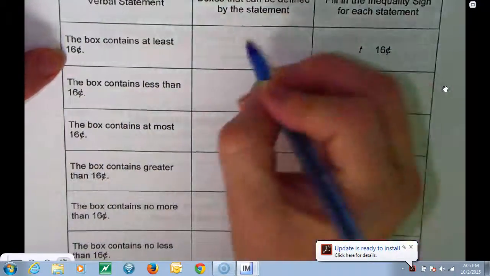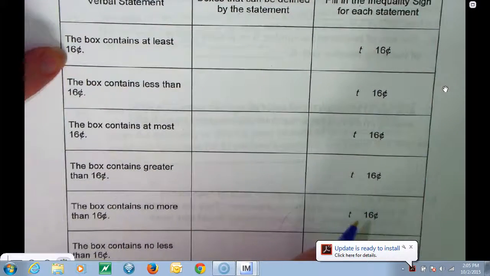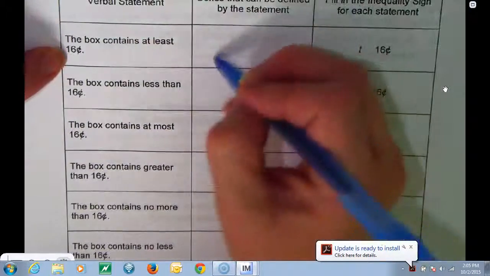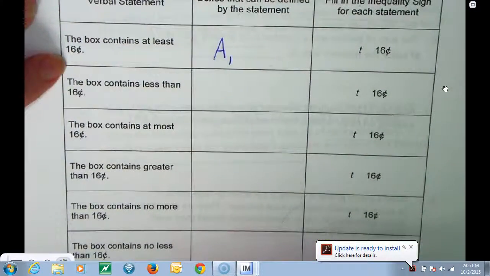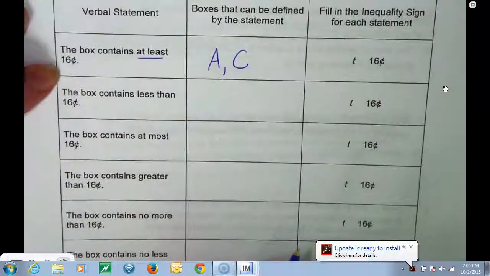What's it going to be? 16. I know, but which boxes? A, B, C, A and B, A and C? A and C. Those two boxes have at least 16 cents. Now, everybody underline at least. Say at least.